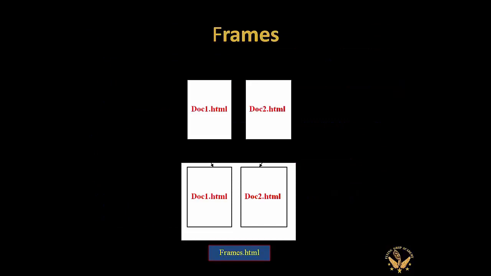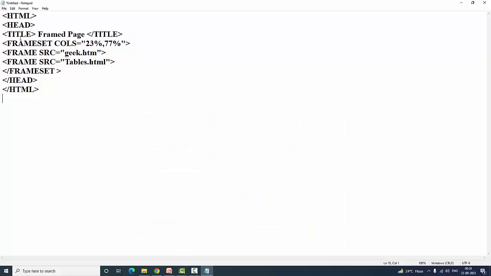Let us see an example. This particular diagram illustrates that document1.html and document2.html are visible within the single page called frame, which is the frameset. Here I have specified the frameset, and here I have specified the column width, whose column sizes are 23% and 77% of the window.